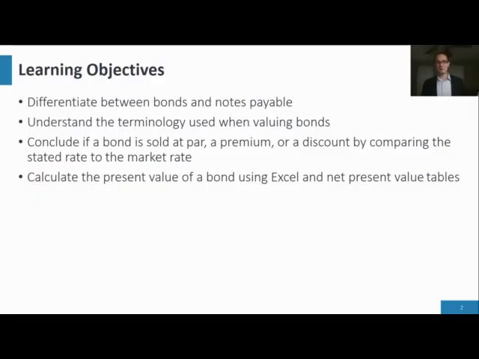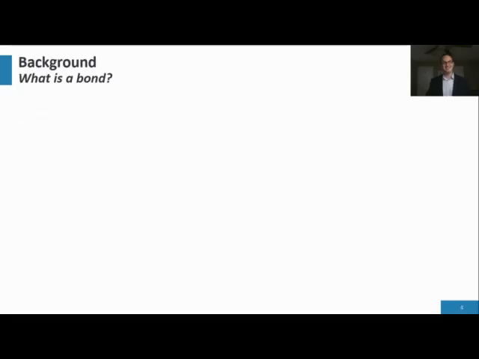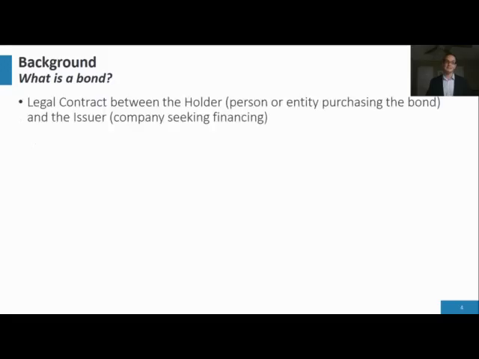We're specifically going to be covering traditional bonds with semi-annual payments and an end redeemable amount at the end of the bond term. We're not going to be covering serial bonds or any other type of bond arrangements in this lecture. We're going to be discussing these in three sections: background, terms, and valuation. Feel free to jump to each section based on your knowledge level and what you already understand. So let's discuss some background on what a bond actually is.